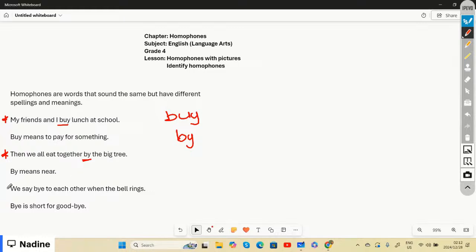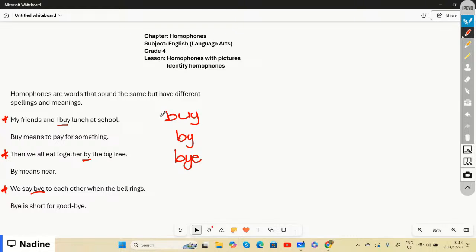All right. And then if you look at the last one, it says, we say bye to each other when the bell rings. So bye is B-Y-E. We say bye to each other when the bell rings, right? Bye is like saying goodbye. It is short for saying goodbye. And if you look at the spelling of bye, it's B-Y-E. That is like saying goodbye, but instead of saying the whole word goodbye, all you're saying is just bye, right?